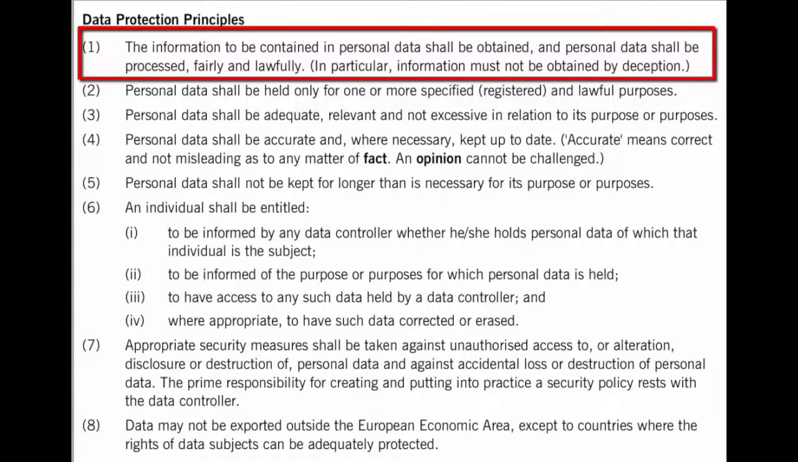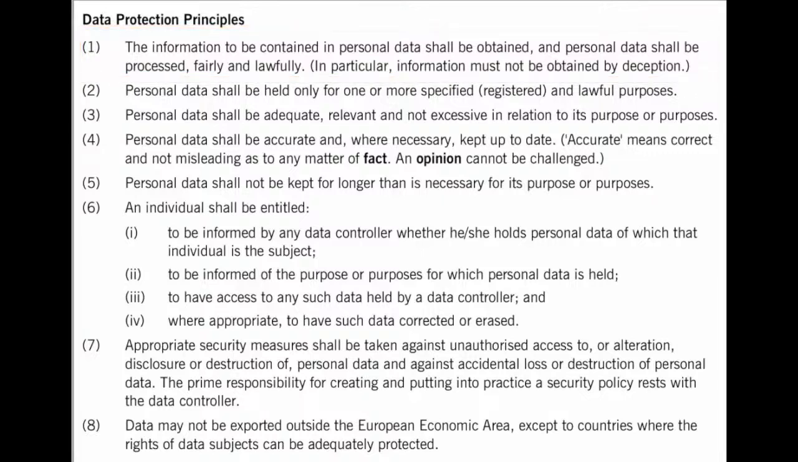For instance, if an online retailer in the UK obtained customer details by falsely claiming it was for account verification, but actually used it for marketing purposes, this would breach fair and lawful processing requirements.